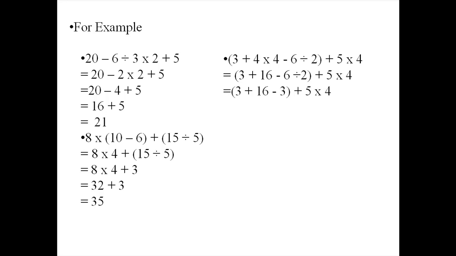Next I do addition in the bracket, so I add these two numbers, 3 plus 16, so I get 19 minus 3, and the bracket gives 16 plus 5 multiplied by 4. According to the rule, now I multiply 5 with 4, so I get 20, and at last I solve these two numbers and add 16 with 20, so I get 36. Thank you so much.